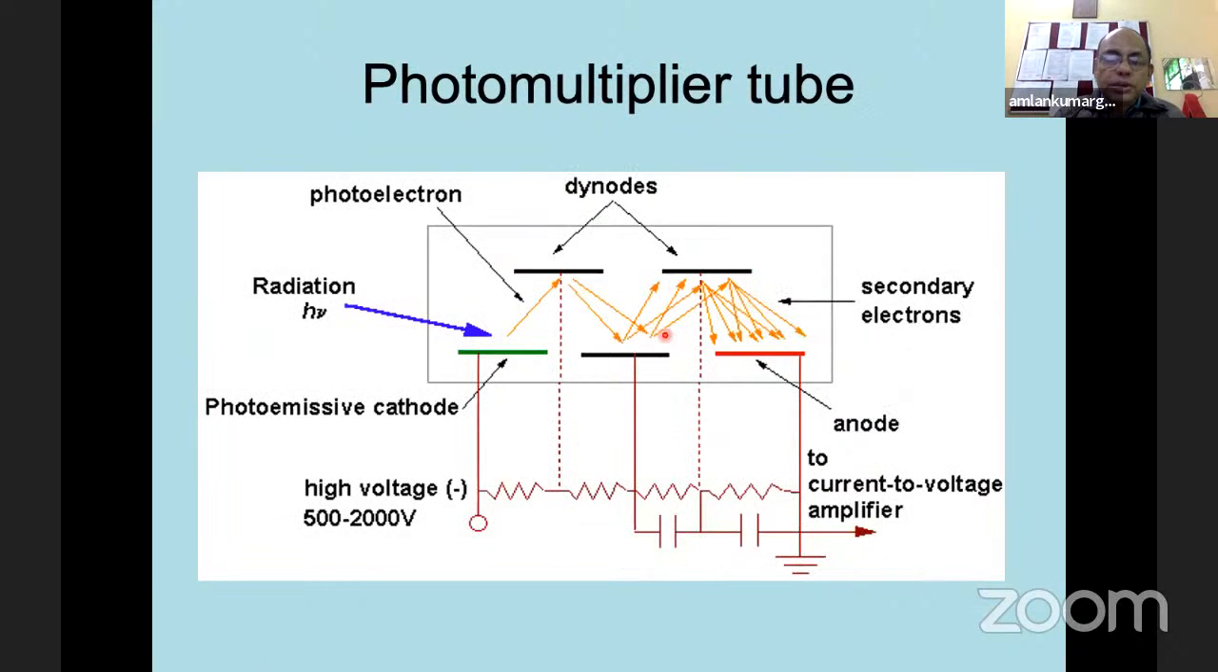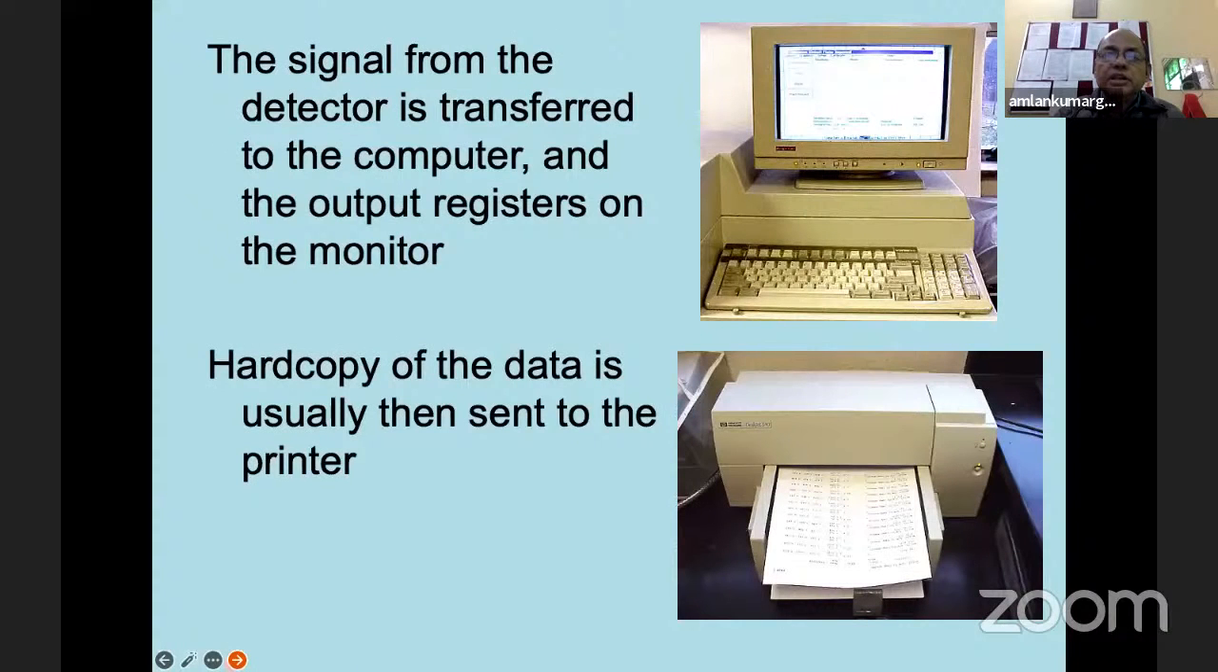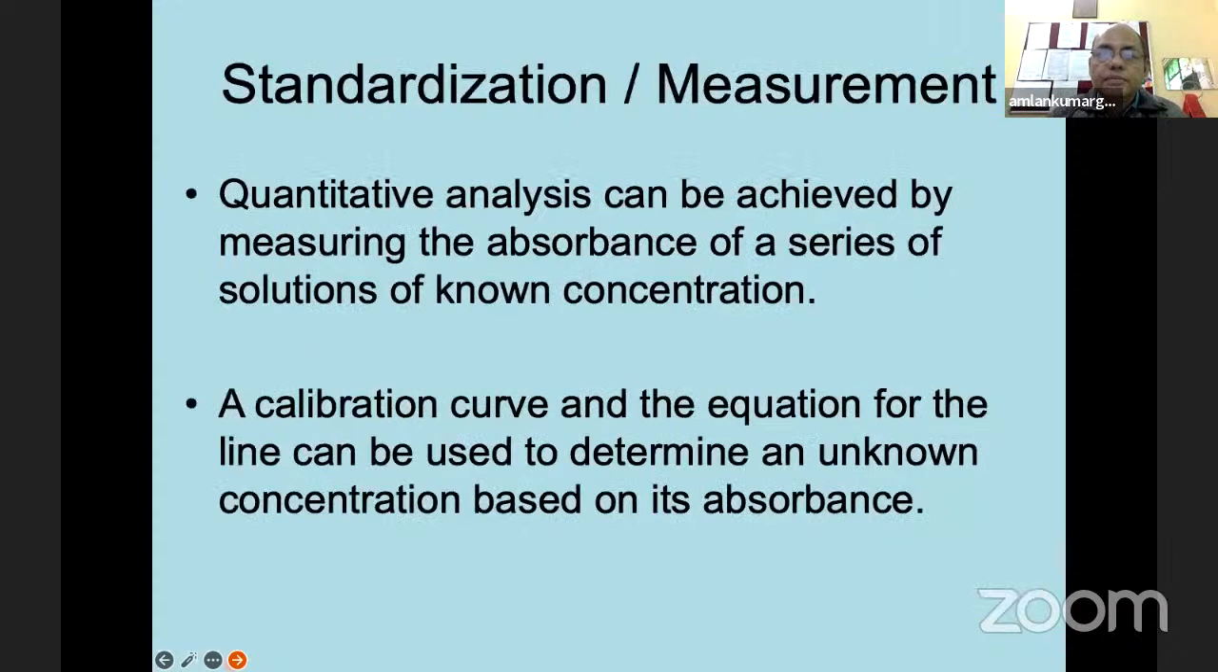So this is the photomultiplier tube I have shown you before also. A single photon is multiplied a number of times so that you get an array of photons. And finally, the signal is transferred to the computer where you can get the final reading.